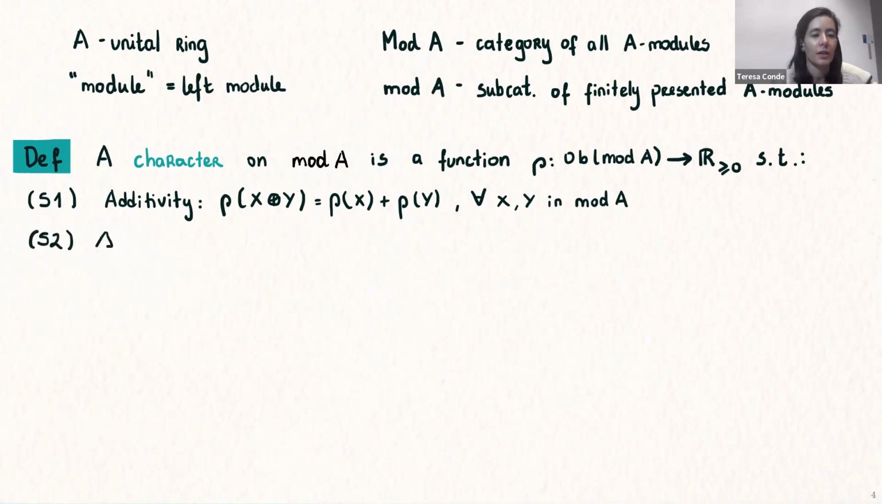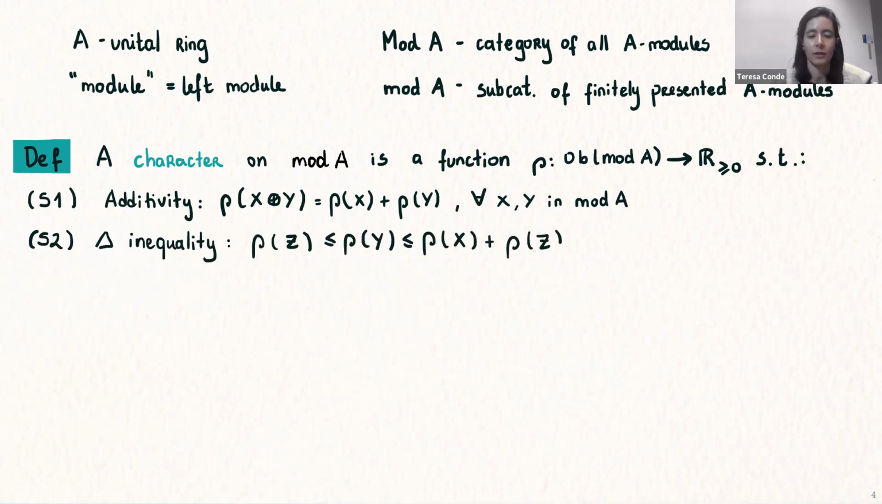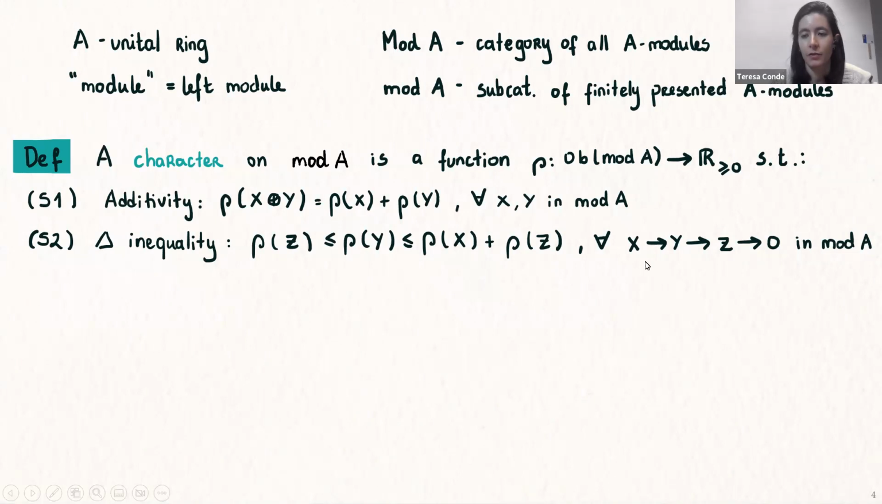And we also want that our character rho satisfies some sort of triangle inequality, meaning that whenever we have a right exact sequence like this one here of finitely presented A modules, we want that rho of Y is smaller or equal to rho of X plus rho of Z, and moreover that rho of Z is smaller or equal to rho of Y.